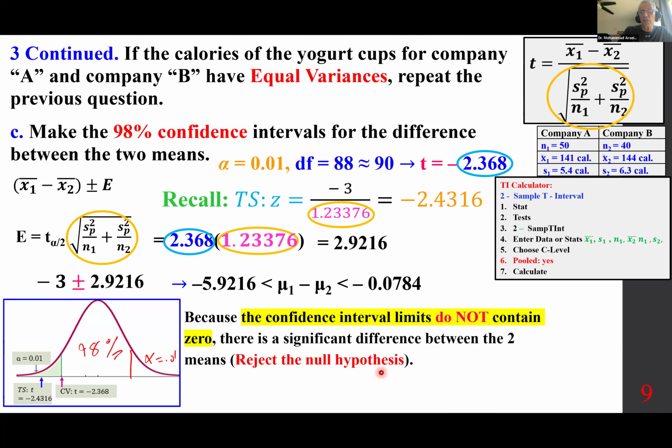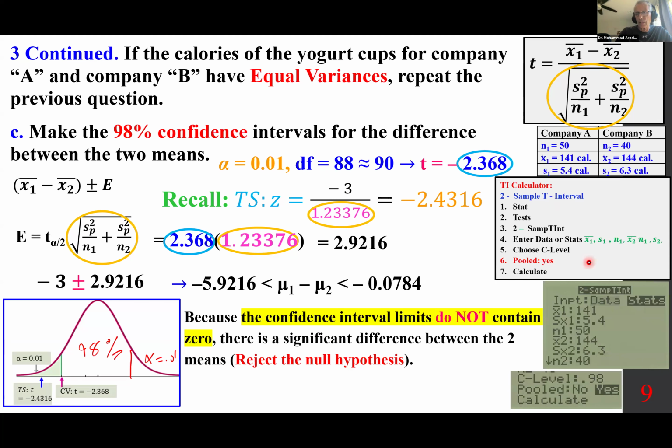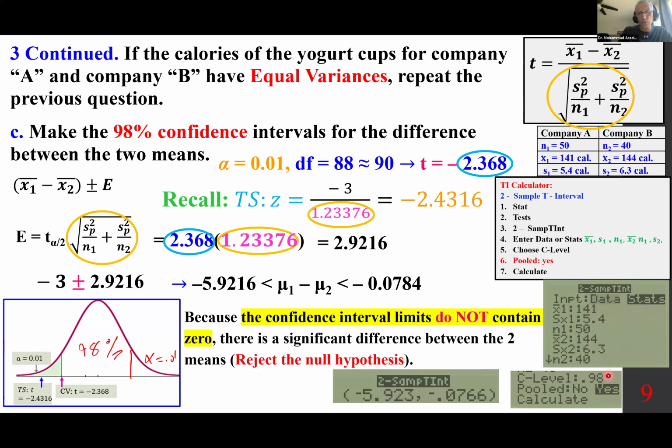Now, if we go with technology, two-sample t interval and pooled yes, okay. And of course, we're talking about 98%. Look at the result. Again, we use more decimals in these calculations here. That's why it's slightly different, very close. Minus 0.0766. Again, the difference is because they use a lot more decimals than we do.